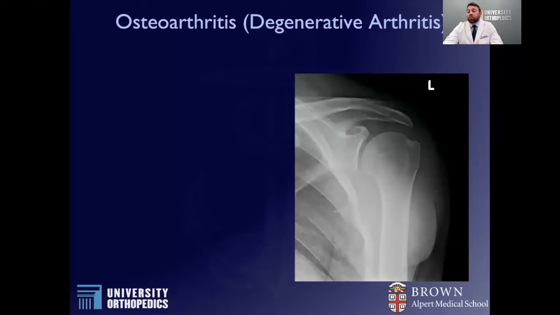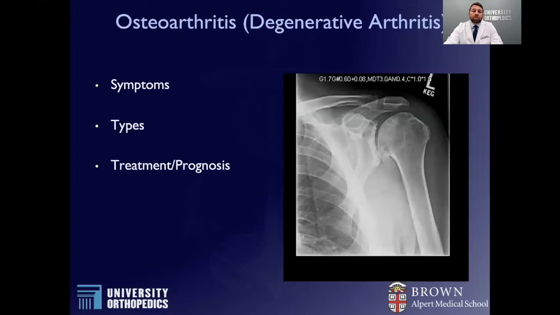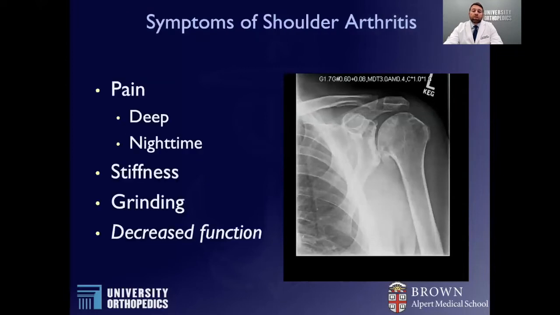The other thing is that we don't walk on our hands, or most of us don't walk on our hands. And so unlike the hip and knee, we're not bearing weight on our shoulders. And so this is what happens during arthritis. We get all these bone spurs and things like that, which we can see on that x-ray. And so we'll talk a little bit about the symptoms, the type of arthritis, and then treatments.